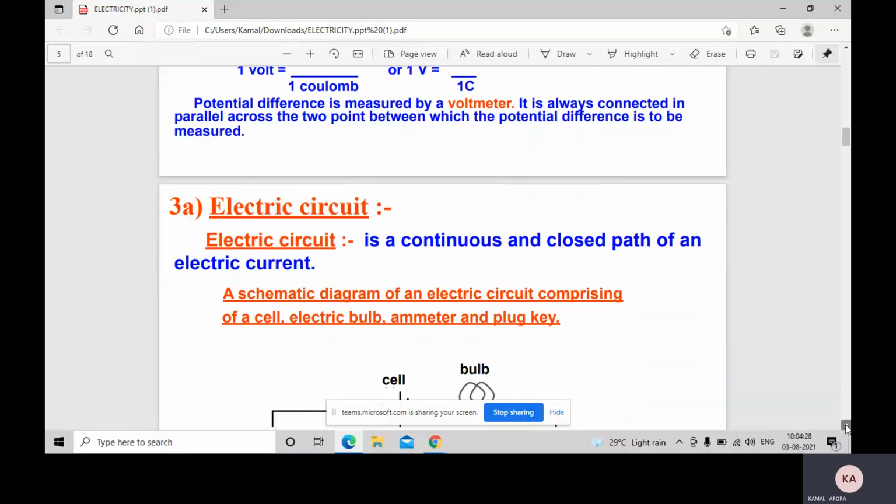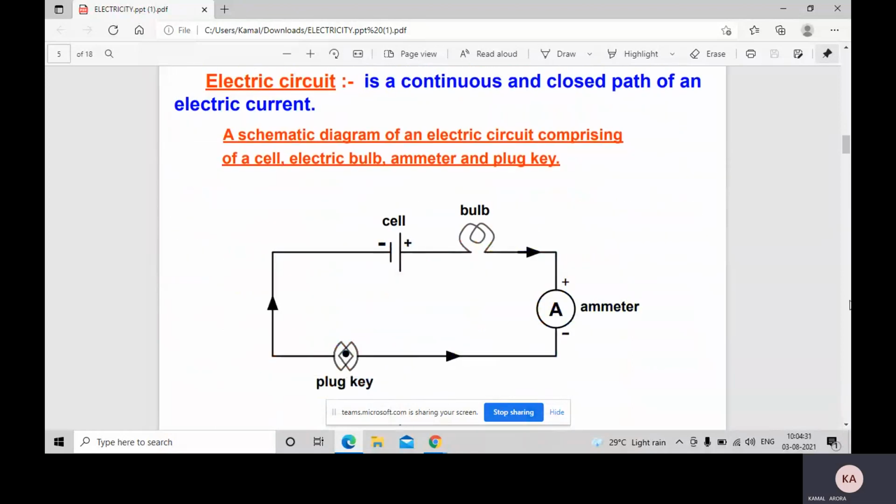Now we come to the electric circuit. What do you mean by electric circuit? It consists of many components like cell, battery, ammeter, voltmeter, connecting wire. So it is a continuous and closed path for electric current. What do you mean by electric circuit? It means it is a continuous and closed path for electric current.